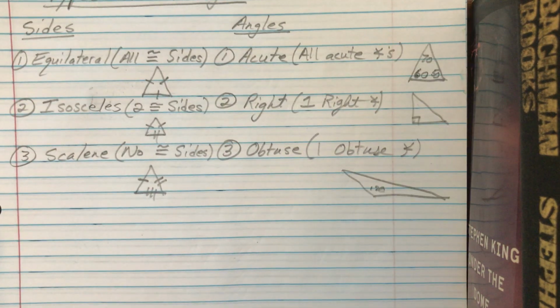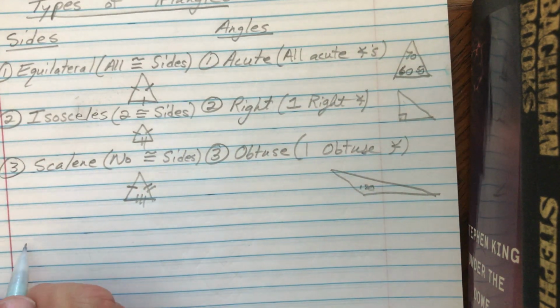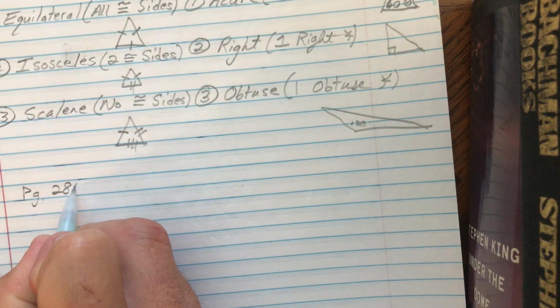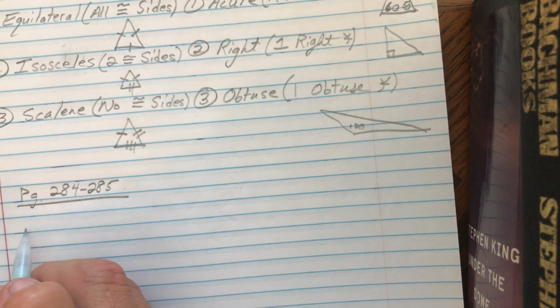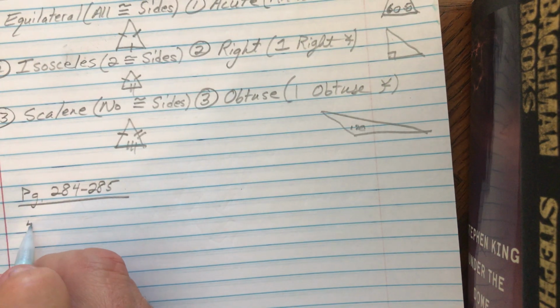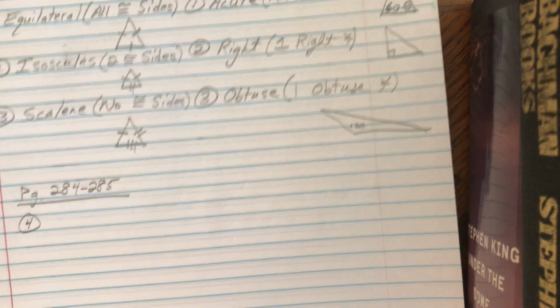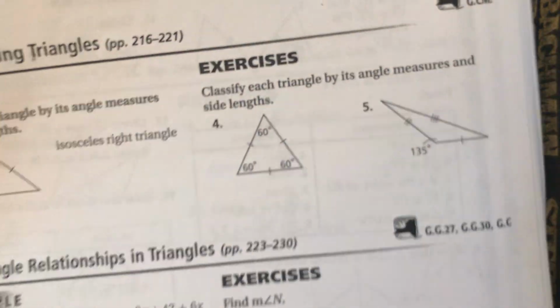So let's work through some questions. These questions come from pages 284 to 285, just to get you accustomed to working with triangles. Let's start with number 4. Number 4 says, classify each triangle by its angle measure and side lengths. So I'll just have you look at it.